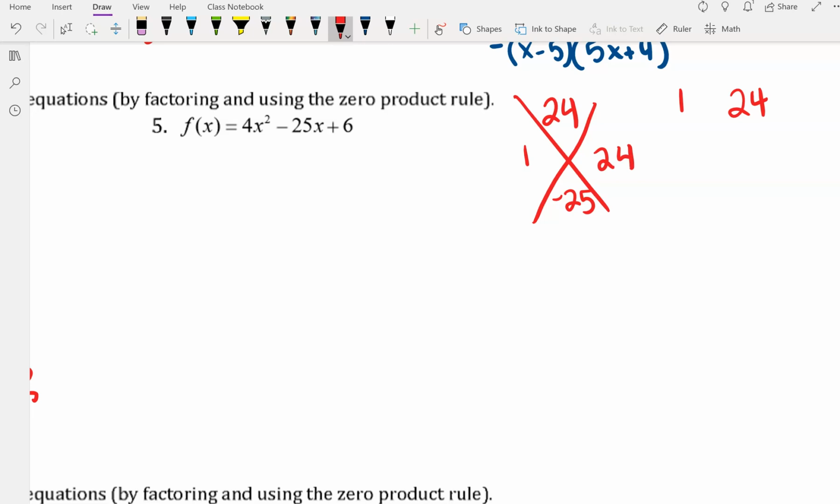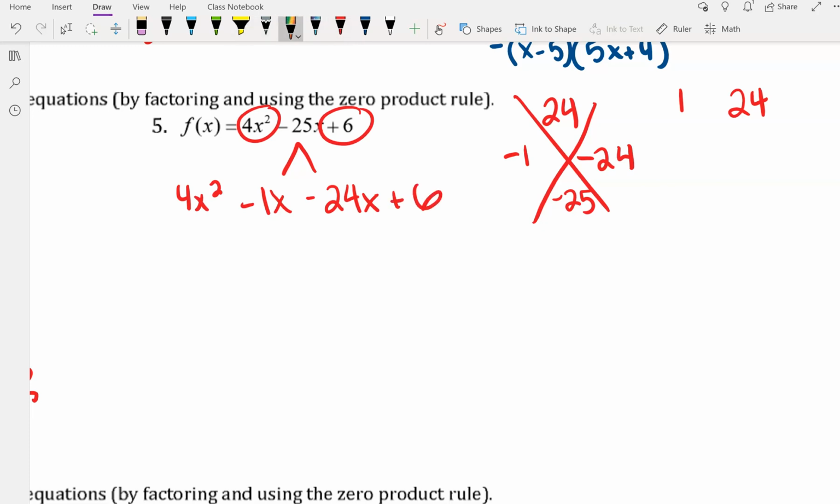The issue is I need to add to give us negative 25. Remember, a negative times a negative is also a positive. So if those are both negative, they'll multiply to give us positive 24, and they'll add to give us negative 25. I use those two numbers to split this middle term, negative 1x and negative 24x. The other two terms just stay the same, 4x squared and positive 6.